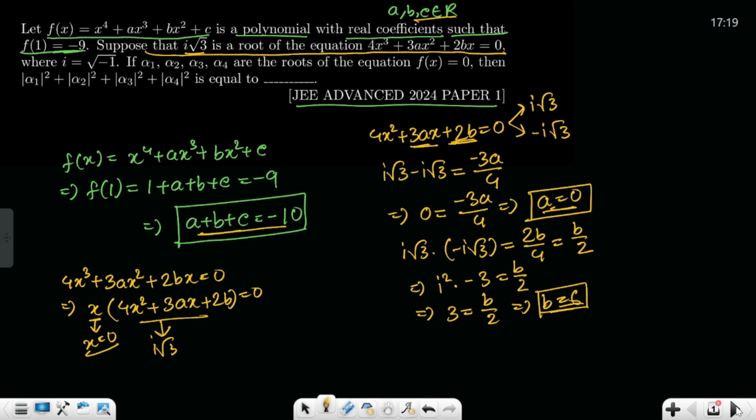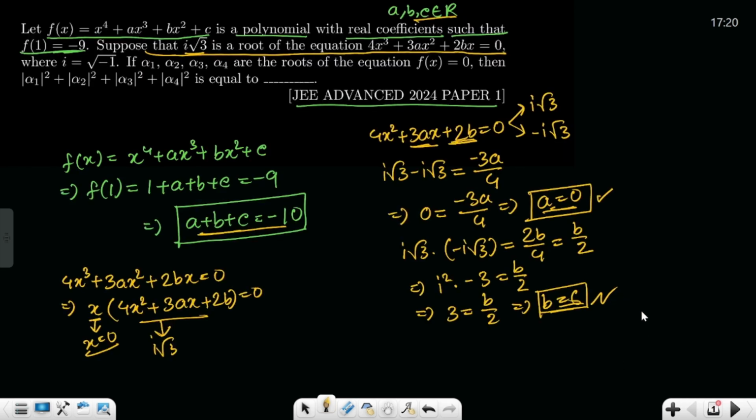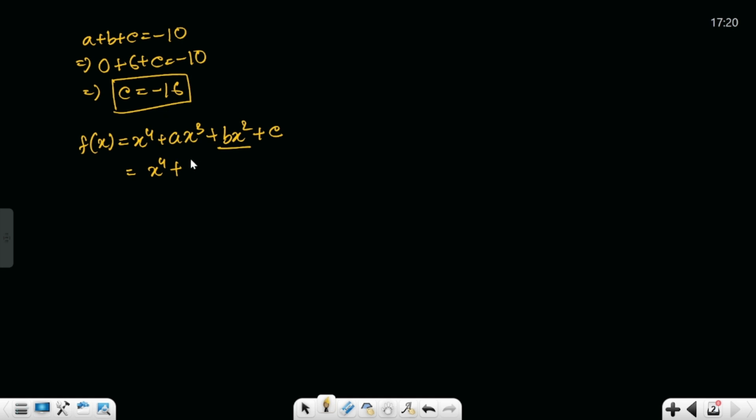Let's write this polynomial again. So this is f(x) equal to x to the power 4 plus ax cube plus bx squared plus c. Okay. So we will put the values of a, b and c. So this will be x to the power 4 plus, now a is equal to 0, so 0 into x cube is 0. So there will be no terms of x cube here. Plus bx squared. B is equal to 6, so this will be 6x squared. Now the value of c is minus 16, so there will be minus 16.